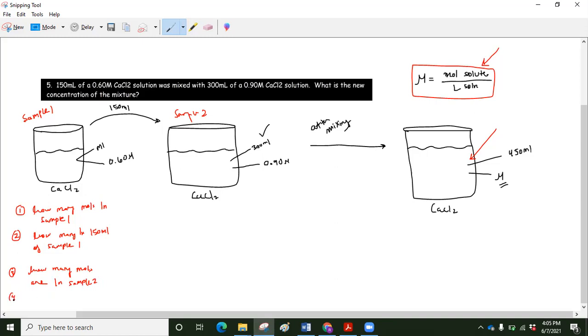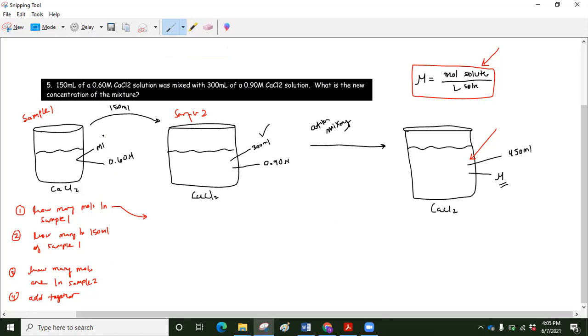And then, of course, we'll add that to the amount of moles that were in 150, and then we'll plug into the formula. So let's go ahead and do the first step here. The first step is how many moles are in sample one. Well, how many moles are in sample one?